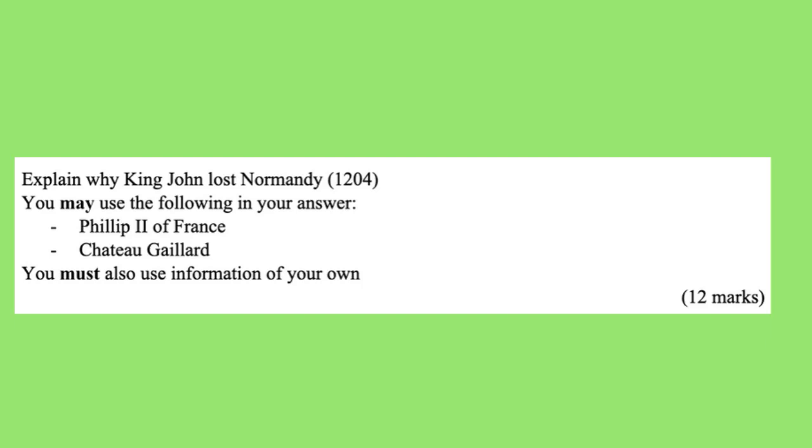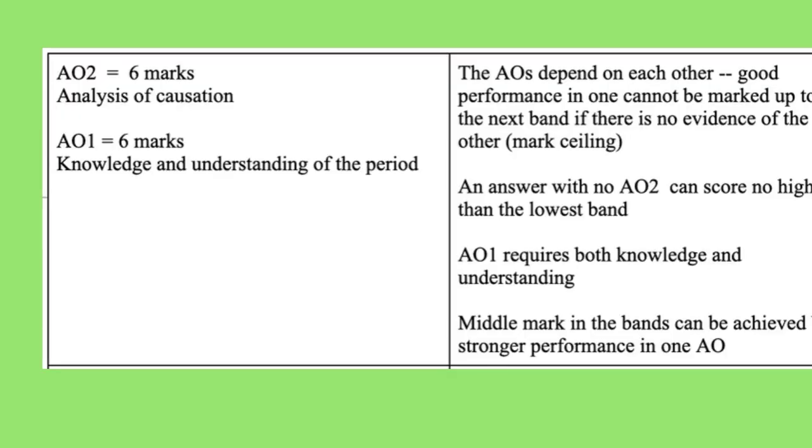Explain why King John lost Normandy, 1204. You may use the following in your answer: Philip II of France, Chateau Galad. You must also use information of your own. 12 marks.